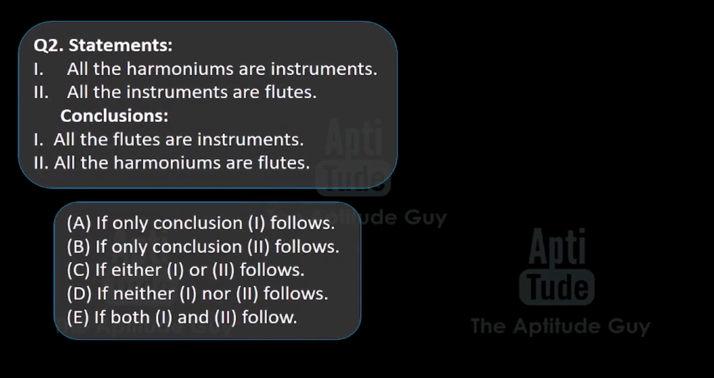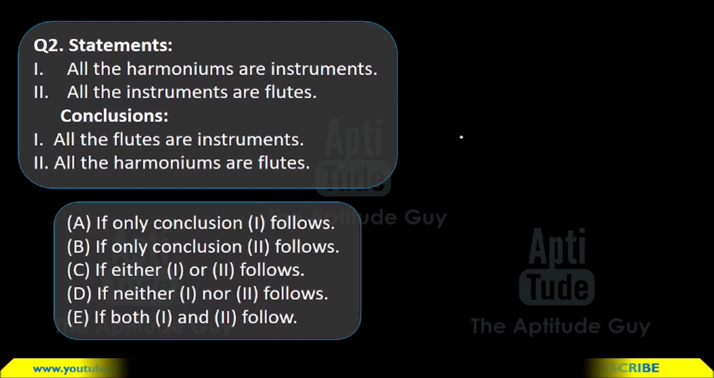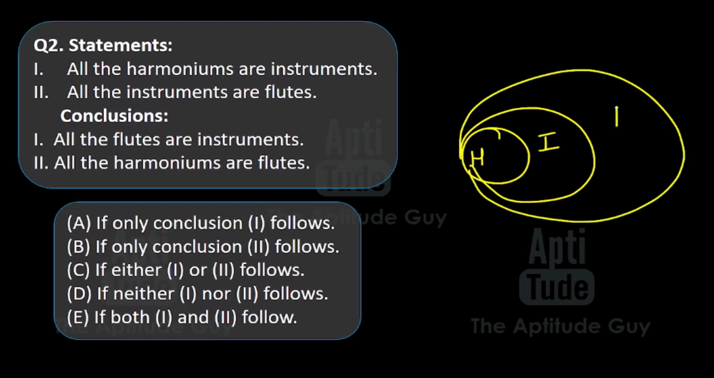There you go, second question. Pause the video and try to solve it and then come back to check if you are right or wrong. Alright, let's do this. This question has got to be the easiest syllogism question in the world. You'll see why. First statement says, all the harmoniums are instruments. Done. Second statement says, all the instruments are flutes.